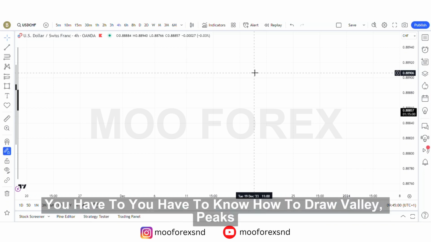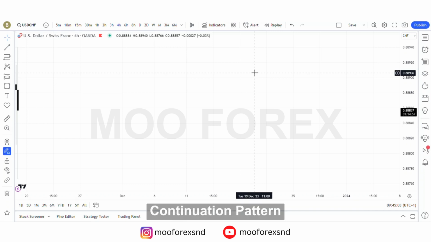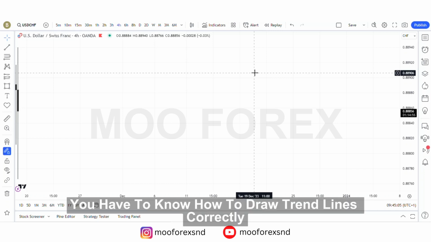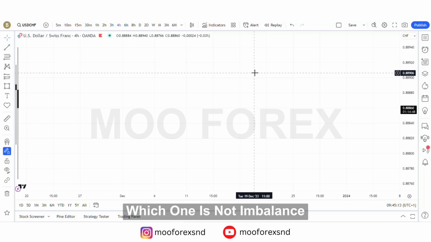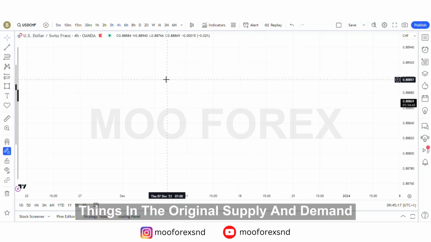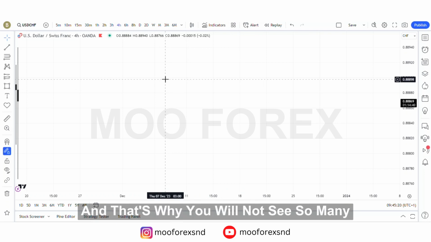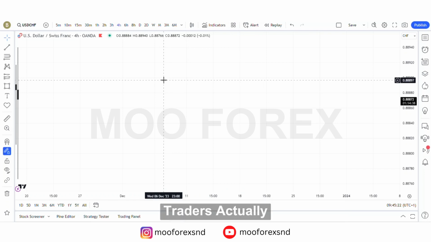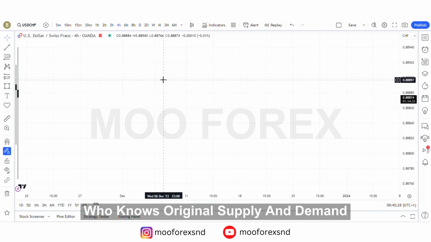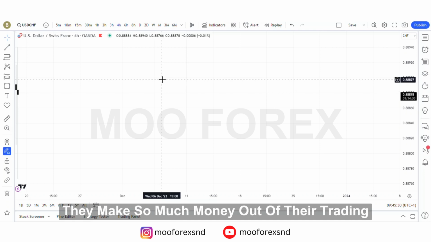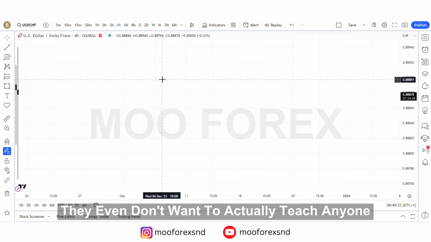You have to know how to draw belly, peaks, continuation pattern. You have to know how to draw trend lines correctly. You have to know how to score imbalances. You have to know which one is an imbalance, which one is not an imbalance. You have to understand the ranges. There are many more things in the original supply and demand, and that's why you will not see so many traders actually teaching the original supply and demand strategy, because most of the traders who know it make so much money out of their trading, they don't even want to teach anyone.